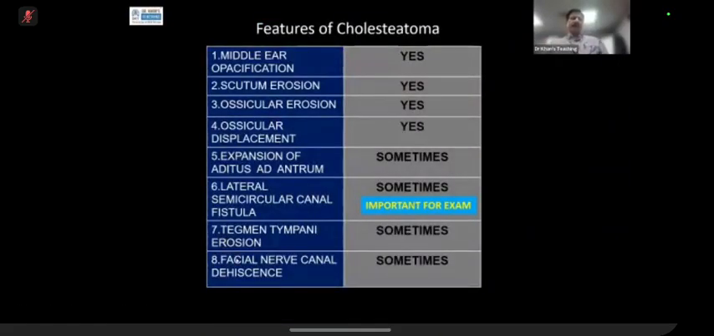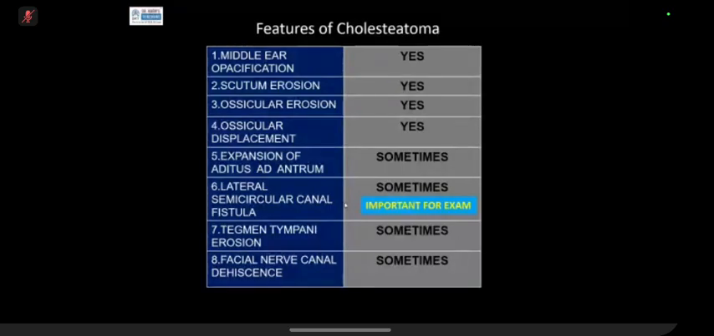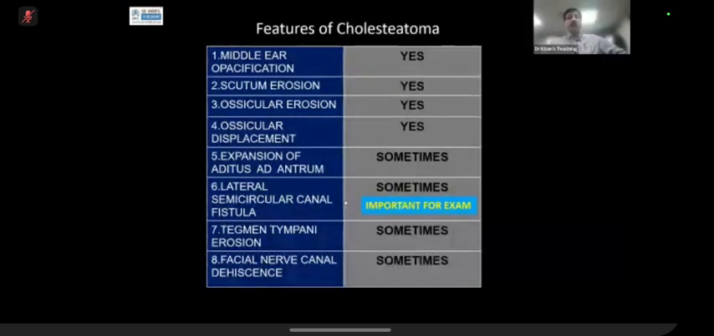Now, candidate 3, are you with us? Yes, I am. Okay. So, candidate 2, thank you very much. Thank you, sir. Okay. Now, these are the features of cholesteatoma which you have to remember.